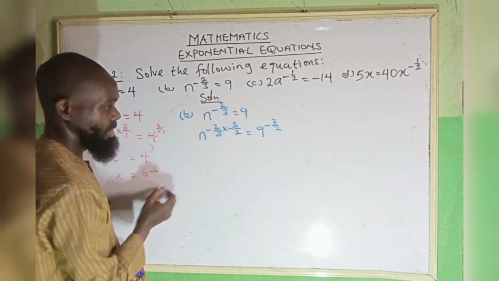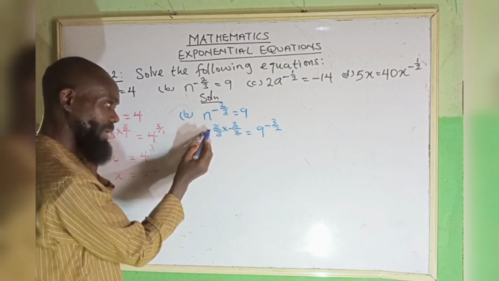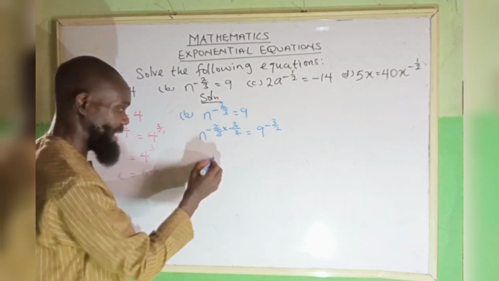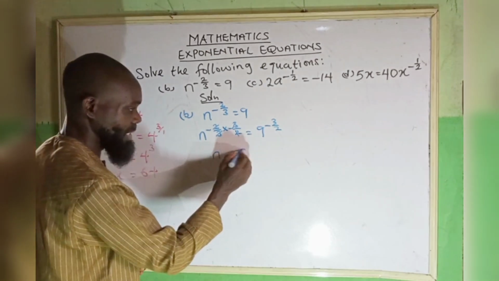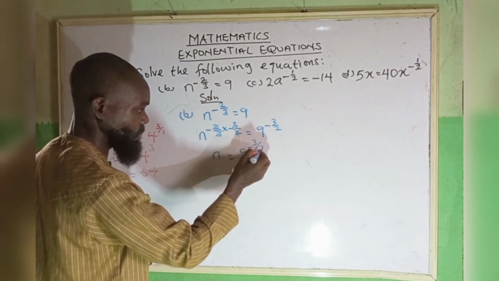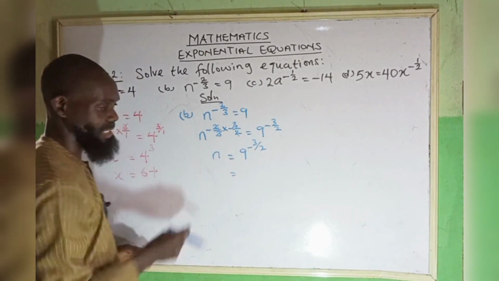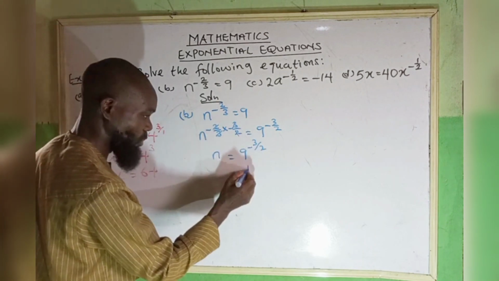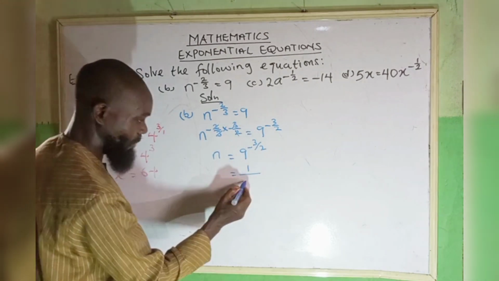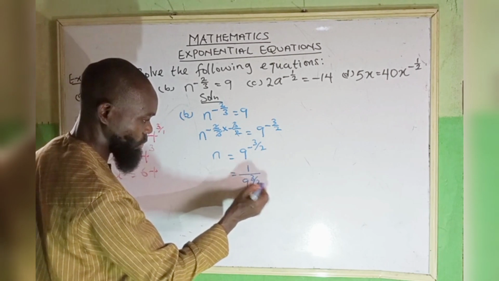Now 3 cancels 3, 2 goes in 2. Minus and minus give us plus. Our n is out. So we have n equals 9 raised to power minus 3 over 2. Now according to what we did in our indices, this minus will change to 1 over. So we have 1 over 9 raised to power 3 over 2.